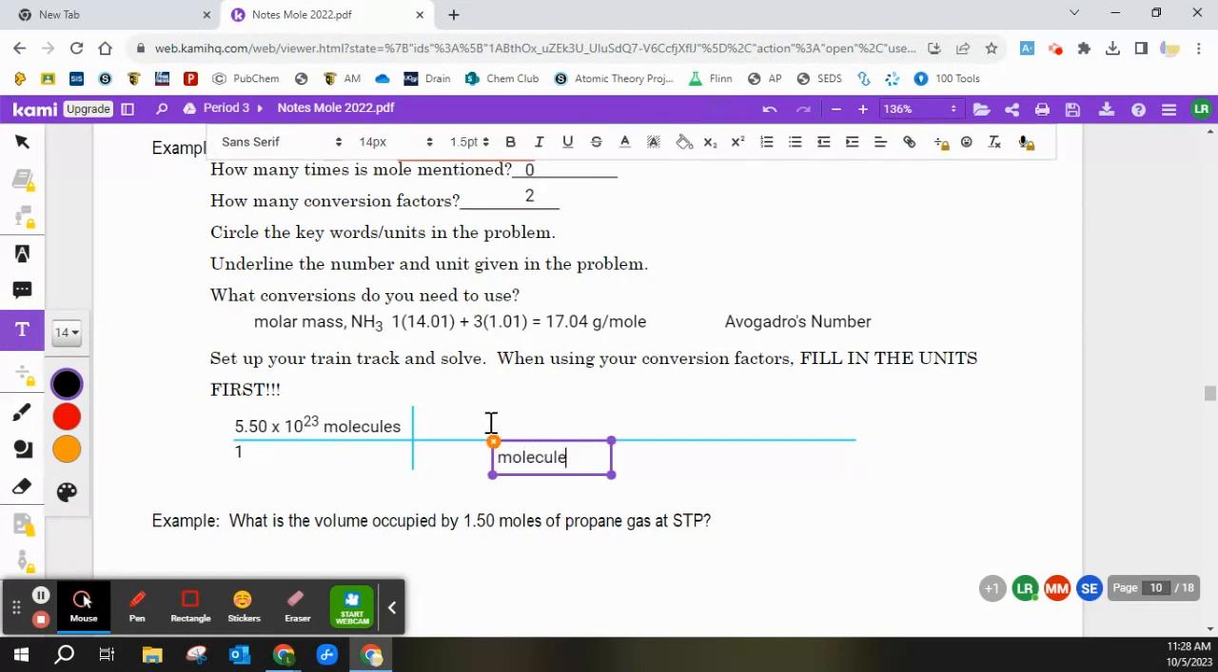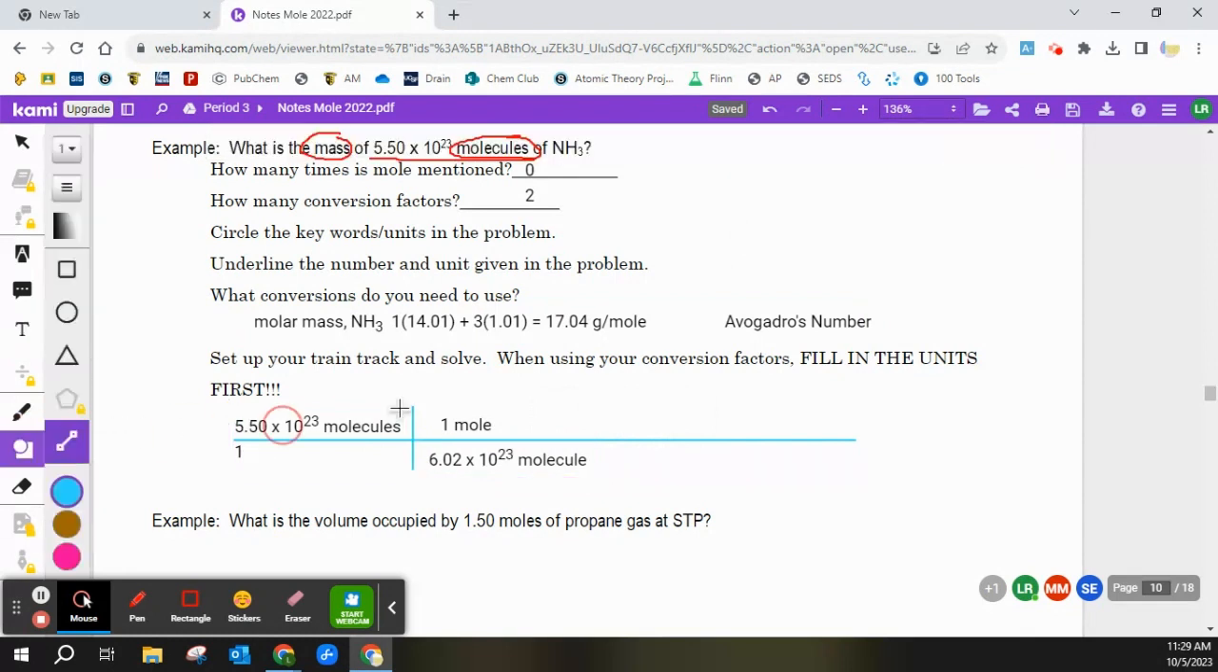Bring the units first. Now, because we need 2 conversions, I need to go to mole in between. That's my hub. 1 is going to go next to mole, and then 6.02 times 10 to the 23rd goes on the bottom. That is the conversion factor I need to get from molecules to moles. Then I cancel, and I continue on.